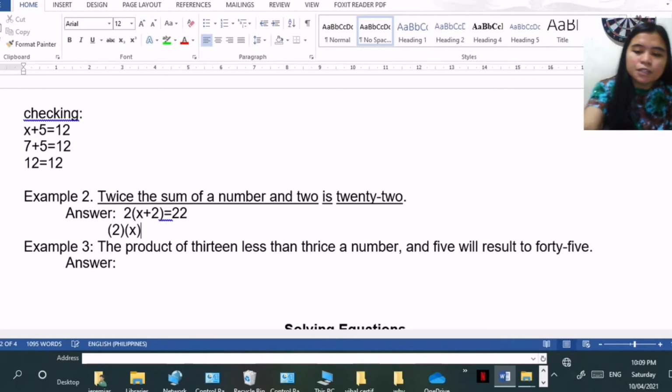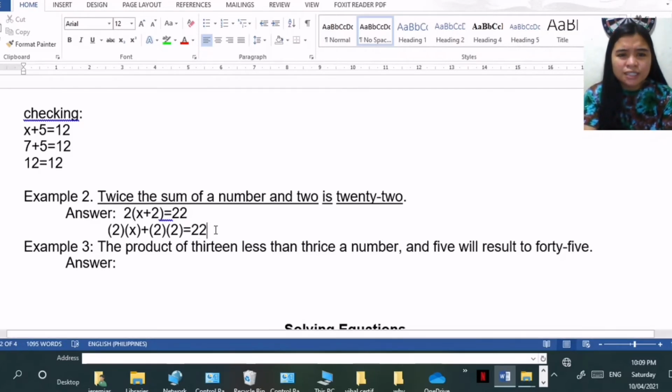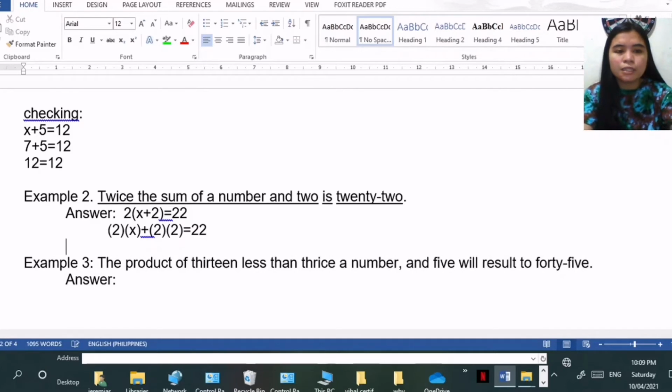Parang copy plus and then magiging 2 ulit, 2 and then copy 2 ulit. Ayan. Copy 2 daw. Ayan. And then, equals 22. Ayan. At bakit ganyan ang nangyari? O, tingnan natin ang maigi.